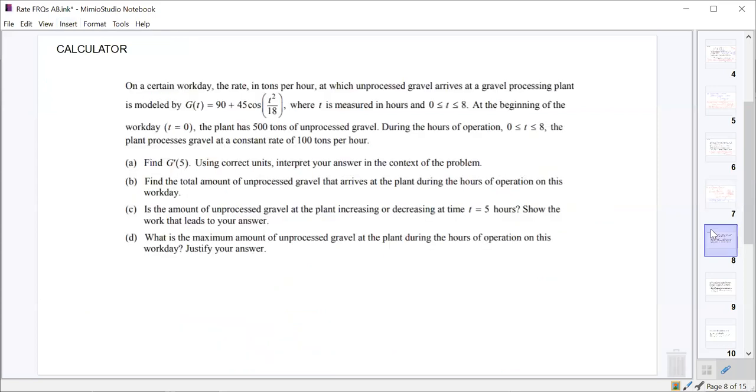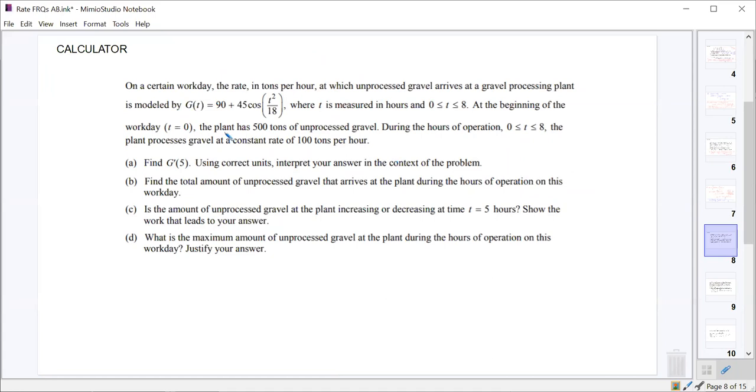Let's do the last one. This is the last one I think that I had you guys do, right? I've got unprocessed gravel arriving at a gravel processing plant. This is the rate at which that happens. At the beginning of the day it has 500, so we have an initial amount. The plant also processes the gravel at 100 tons per hour. So we want to find G prime of 5. Well, G prime of 5 should be easy enough since you're given G and a calculator.